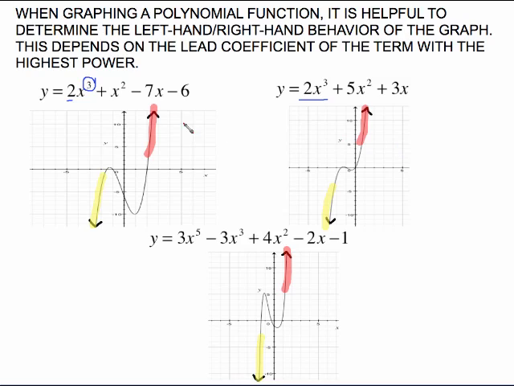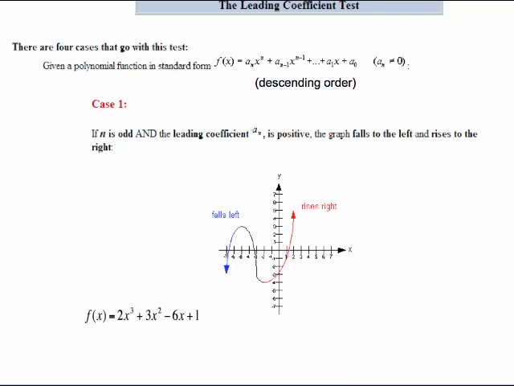What do you notice about the equations? This is 2x cubed, 3x to the fifth. Notice the power. Those powers are all odd. Notice the coefficients. They are all positive. When you have the combination of odd lead power with positive lead coefficient, you're going to have this situation.